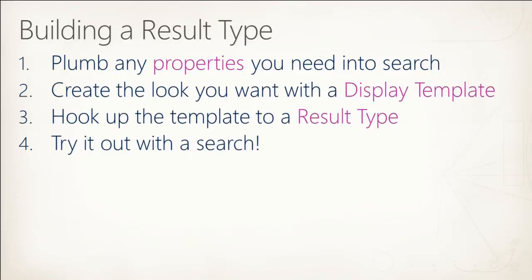You would create the look that you want in your display template, kind of like what we did in the content search demo. You would copy one that's close to what you need, and then start customizing it. And then you would create the result type that defines the condition that you want to use, and then point it to the display template that you just created, and then you would just try it out in your Search Center with a search.